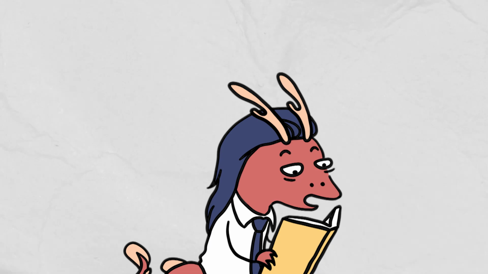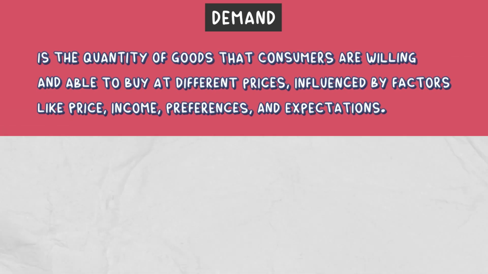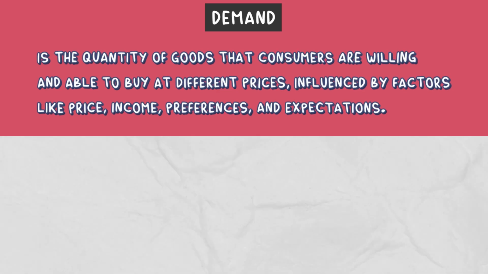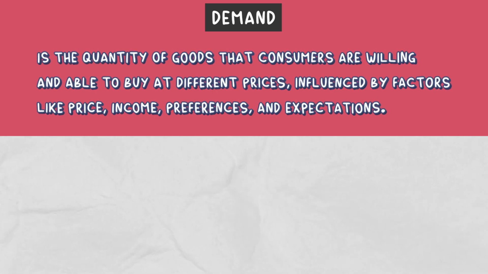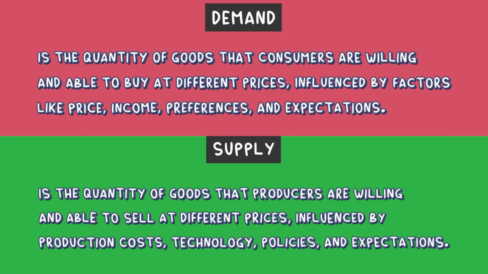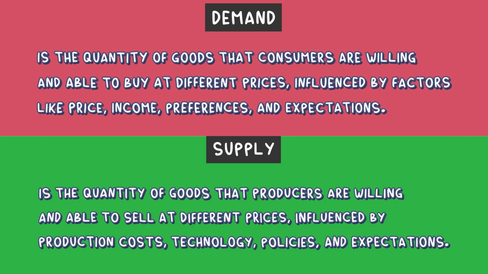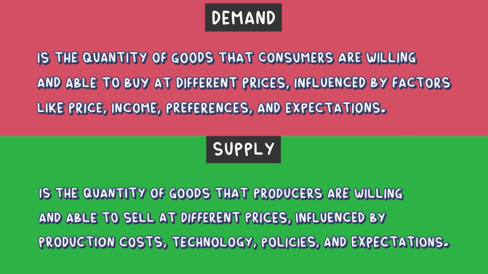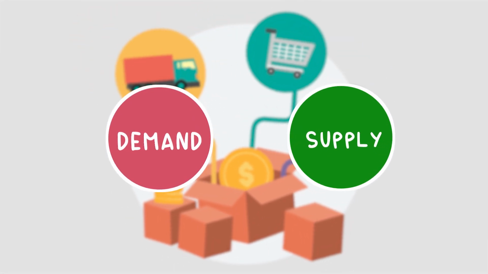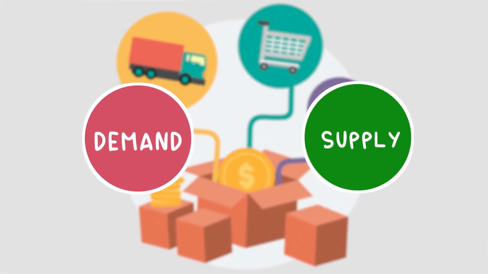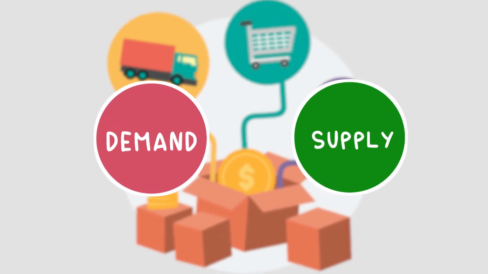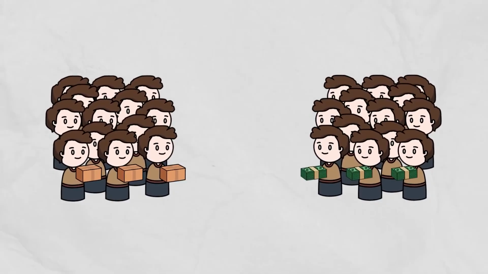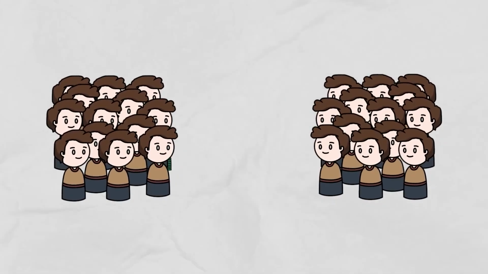We can summarize the theory of supply and demand as follows. Demand is the quantity of goods that consumers are willing and able to buy at different prices, influenced by factors like price, income, preferences, and expectations. Supply is the quantity of goods that producers are willing and able to sell at different prices, influenced by production costs, technology, policies, and expectations. Supply and demand interact with each other to determine prices and the quantity of goods in the market, through which the market reaches an equilibrium state. The market is where transactions for goods and services occur between buyers and sellers. Simply put, it's like a marketplace.